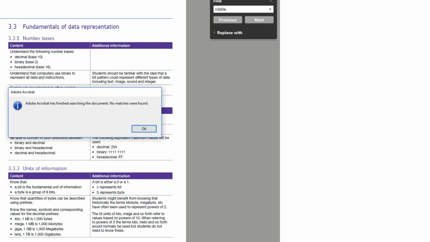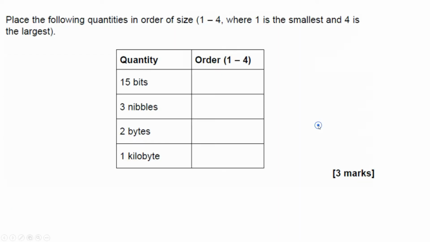This walking talking mock is for 3.3.3 units of information. Now the questions that I've used are from the supplementary questions on the AQA website, and it does ask you about a nibble, but in the AQA specification, the new one, it doesn't seem to mention nibble anywhere, but I'm still including the question just in case, so you can have some practice on it.